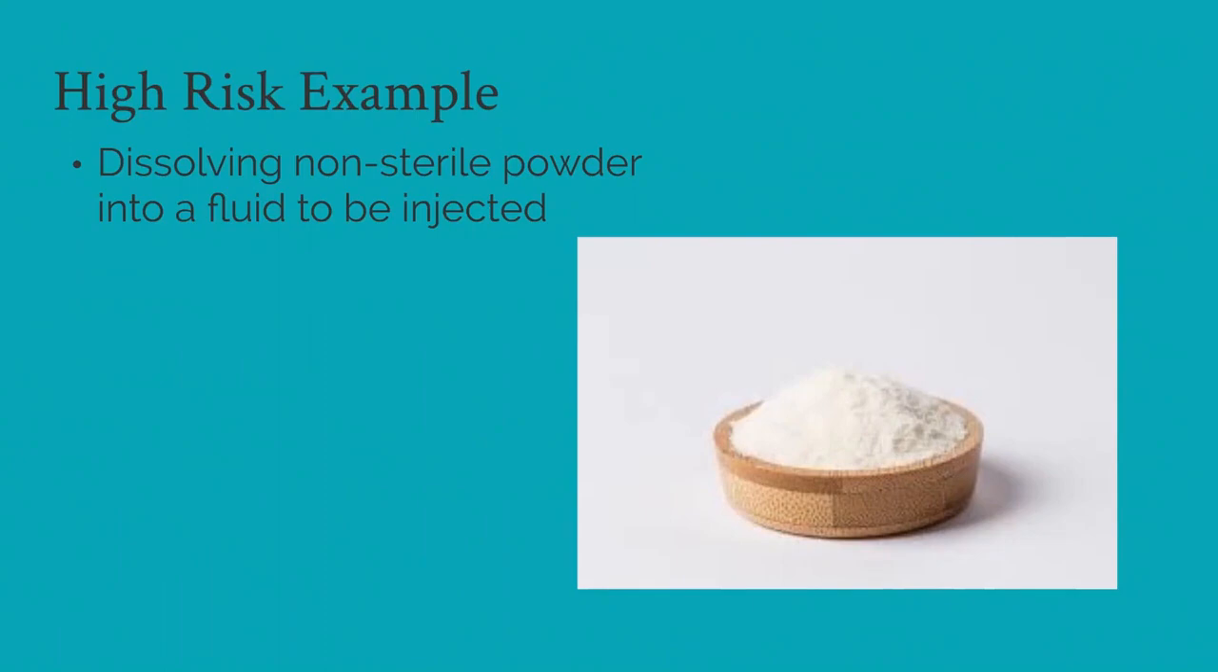Then finally we have our high risk example. This would be dissolving non-sterile powder into a fluid to be injected. Since it is non-sterile and it has to be injected into the bloodstream, you're going to have to do some form of sterilization for this. This may mean pushing it through a filter or putting it in an oven, but it is important to recognize that with high-risk medications, you do have to do some form of decontamination.